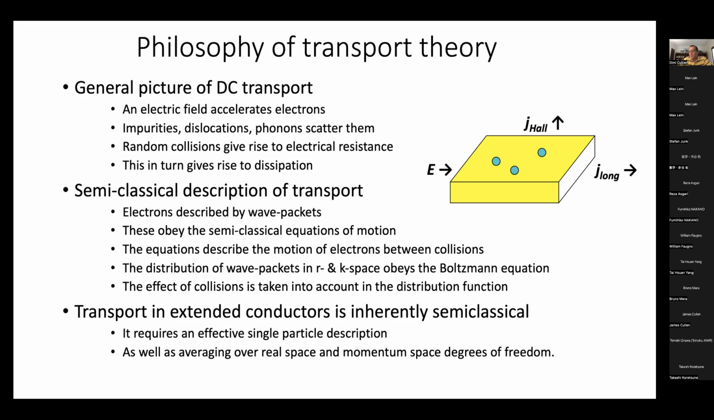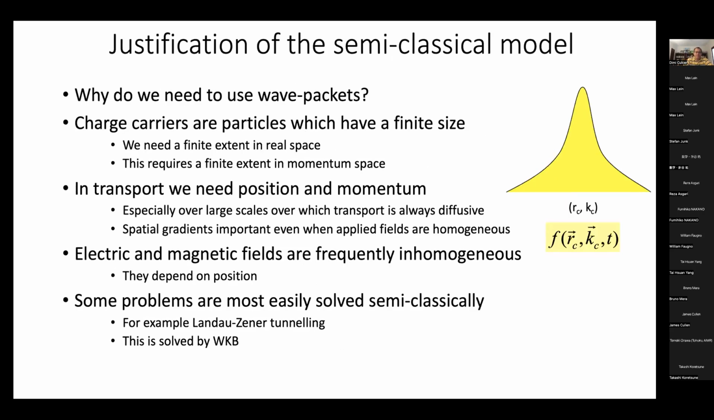To describe transport, no matter what system you treat, you require some single particle description. That could be a very complicated quasi-particle, but you do need something to be transported. And you have to average over degrees of freedom in real space and in momentum space. Now, one of the reasons for using wave packets is that they're very intuitive. Another reason is that for charge carriers, we know that there's no such thing as a point particle.